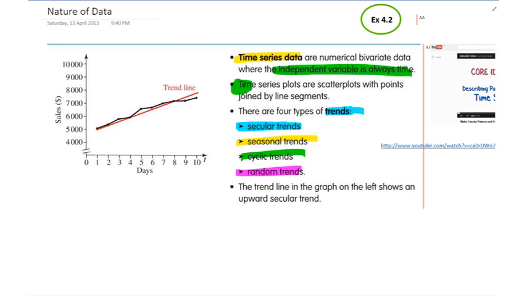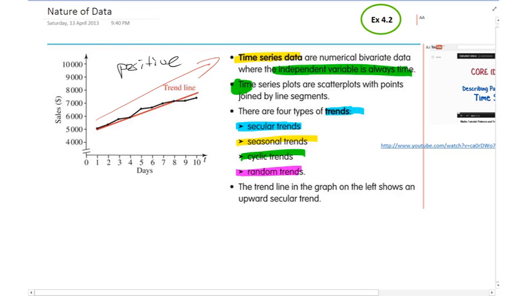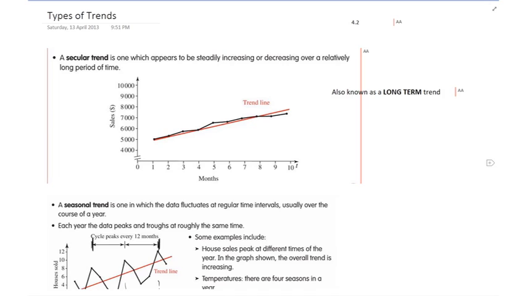Okay, and just to give an example here, this one's what we call an upward secular trend. Upward, as in it's going up like that. So positive. That's my shorthand for positive. That's sort of what we're talking about there. And with secular, there's no clear pattern, but we're going to go through the types of trends now.